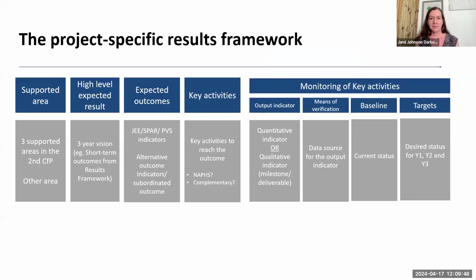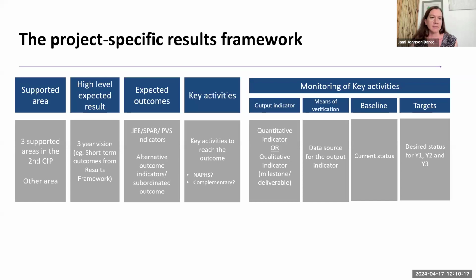So this is a very simplified version of the project-specific results framework template that is part of the application documents. And it's meant to be read, basically, from left to right. It's meant to be completed from left to right. This is in line with, for those of you familiar with log frames, really moving from impact to outcomes into activities and even going down to inputs in the form of cost inputs in this example.